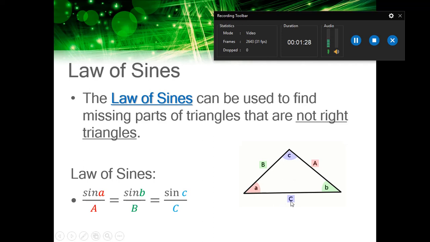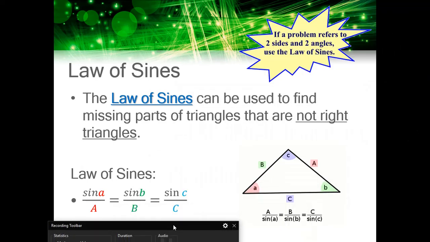Now we don't use all three typically. When we're doing a problem, we'll only pick two of them. You can also see that the sine of A does not have to be in the numerator. It could be in the denominator, and then the side lengths would be in the numerator. It's fine as long as you keep the like items together. So angles stay together, side lengths stay together. We have another law coming up in the next couple lessons.